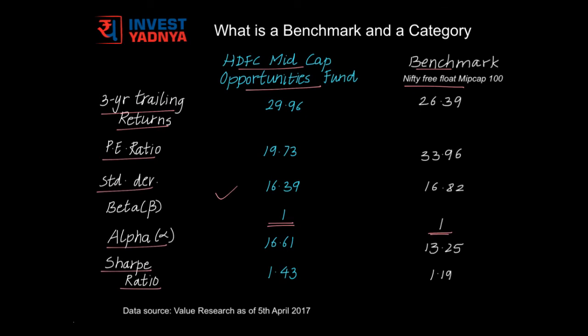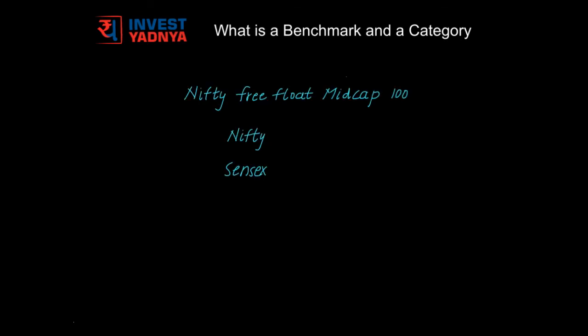And now that you know your fund is beating its benchmark, you can go ahead and compare it with its peers. Now you must be thinking, why should I compare my fund with Nifty Free Float Midcap 100? Can't I go for a simpler index like the Nifty or the Sensex? Because Nifty is just made of 50 stocks, whereas Sensex is made of just 30 stocks. An equity mutual fund on an average holds around 80 stocks. Comparing 80 stocks with just 50 or 30 stocks would not be fair. You need a broader index.